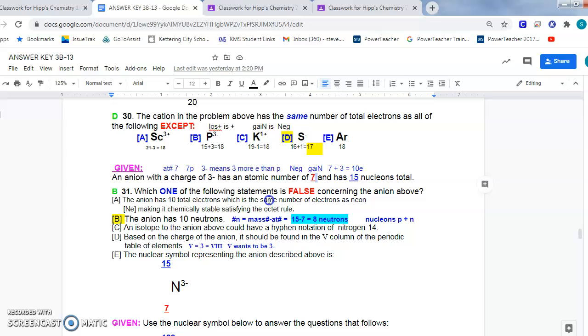Which of the following statements is false? The anion has 10 total electrons. Yep, we just figured that out. The anion has 10 neutrons. Wait a minute. 15 nucleons.